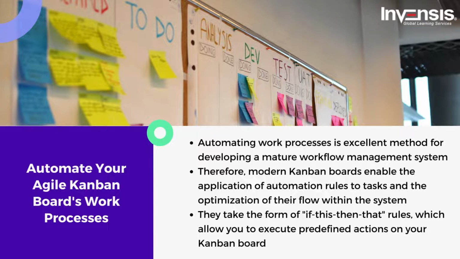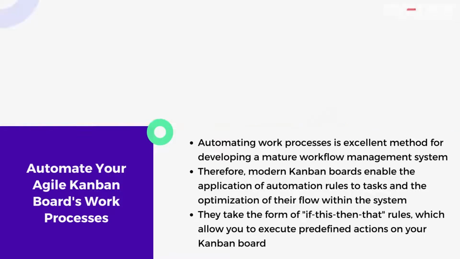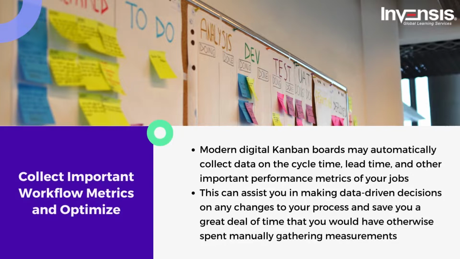Therefore, modern Kanban boards enable the application of automation rules to tasks and the optimization of their flow within the system. Typically, they take the form of if this then that rules, which allow you to execute predefined actions on your Kanban board when another event happens. Thus, you will be able to automate repeated procedures wherever possible, decrease inefficient tasks, and increase the productivity of your workflow management system. Seventh, collect important workflow metrics, and optimize.